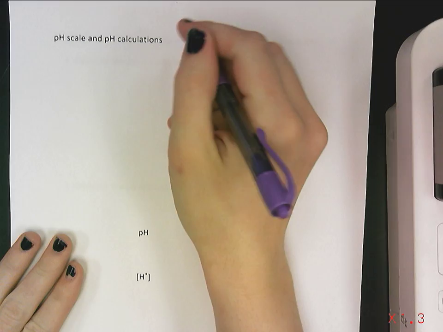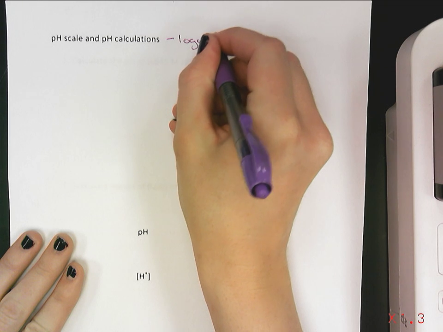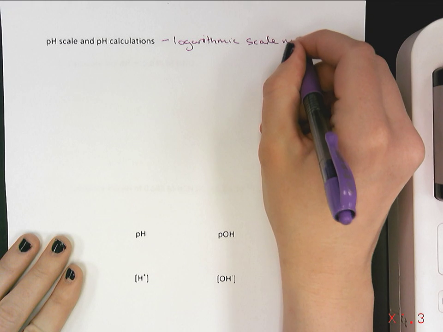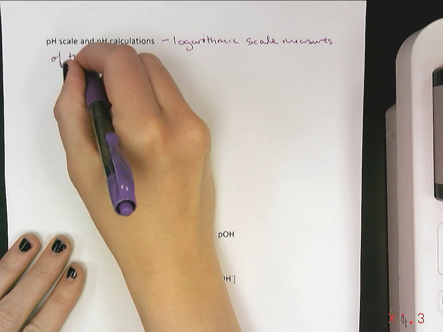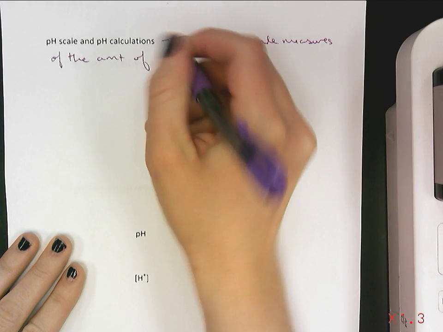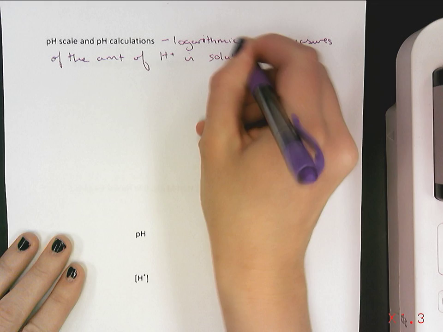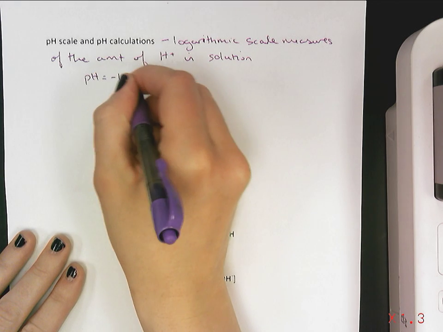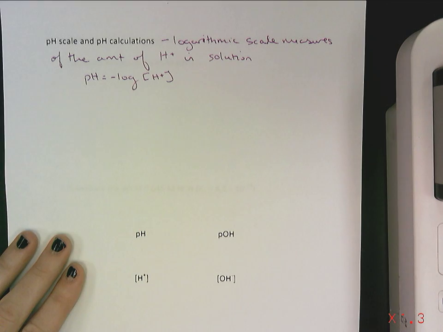Okay, the pH scale is a logarithmic scale, base 10, that measures the amount, or is an indication of the amount, of H plus in solution. So mathematically, pH is defined as the negative log of the molar concentration of H plus in solution.